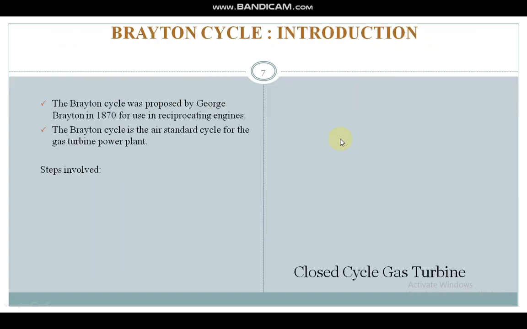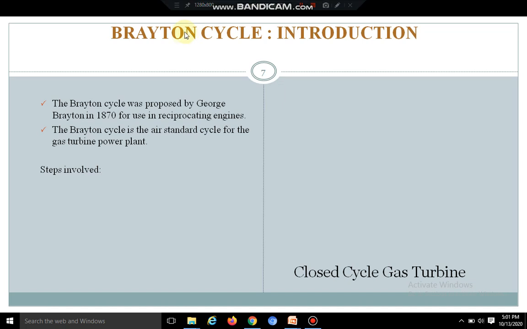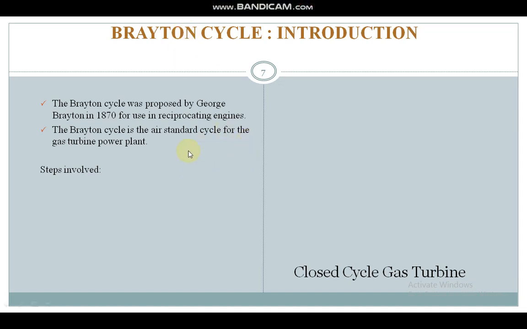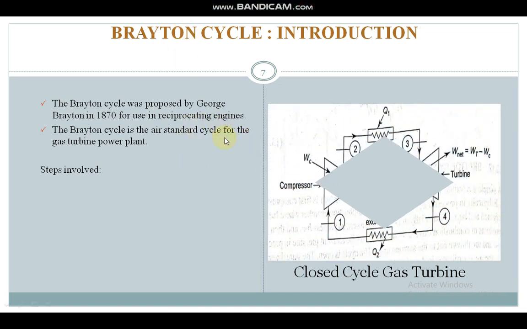Now, the gas turbine cycle is modeled based on the Brayton cycle, which was proposed by George Brayton in 1870, basically for use in reciprocating engines. And presently the Brayton cycle is an air standard cycle for the gas turbine plants. What are the steps involved? If you look at the figure, this is the closed cycle gas turbine.